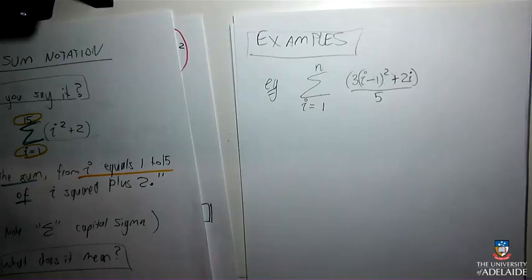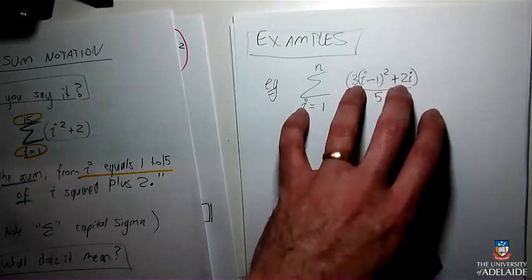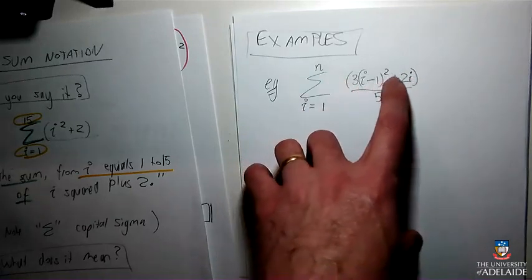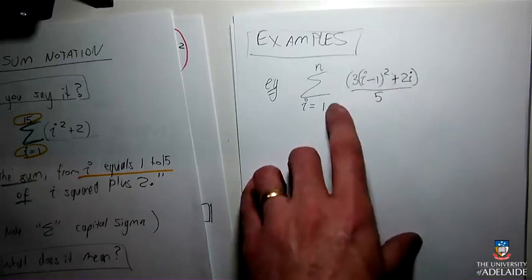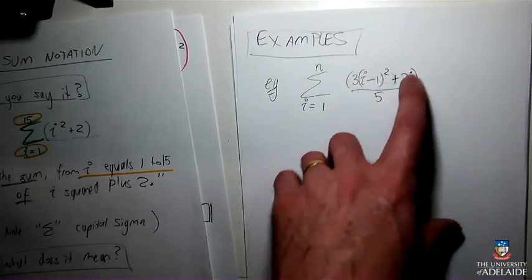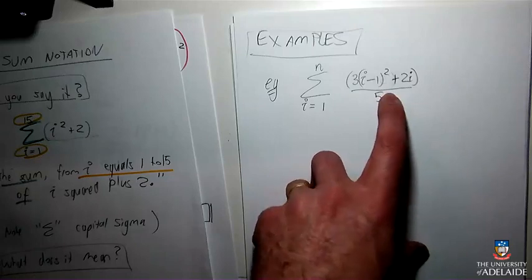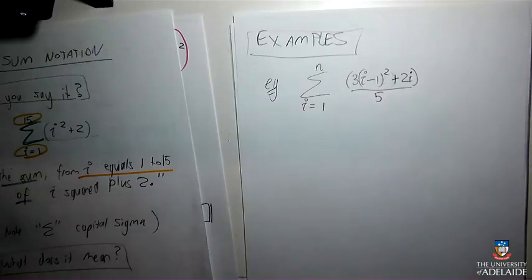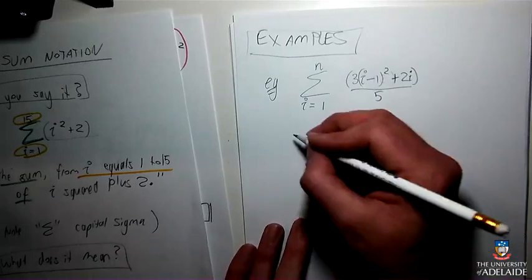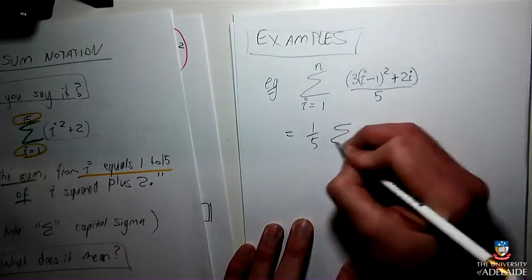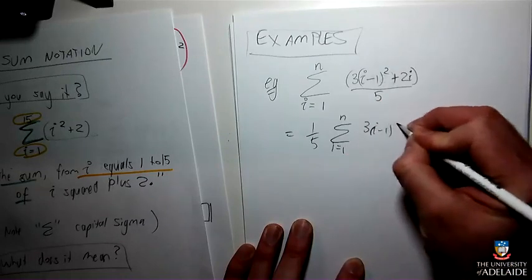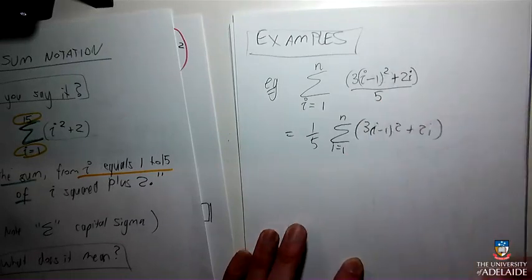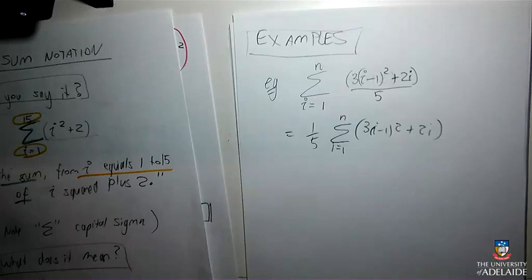So the first thing I notice is that this is made up of something squared with a times 3 and a 2i. They're added together, and then it's divided by 5. So this is all held together by this divide by 5. But dividing by 5 is the same as multiplying by a fifth. And I know that if I've got a multiple, I can bring it out. So I can do this. Definitely do that. That's a good start.